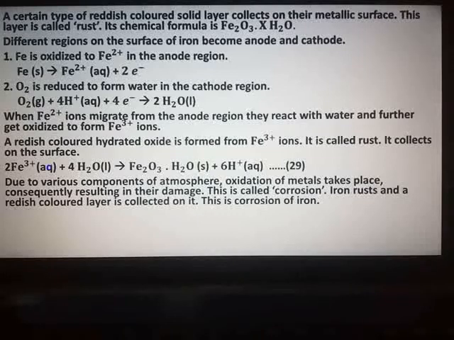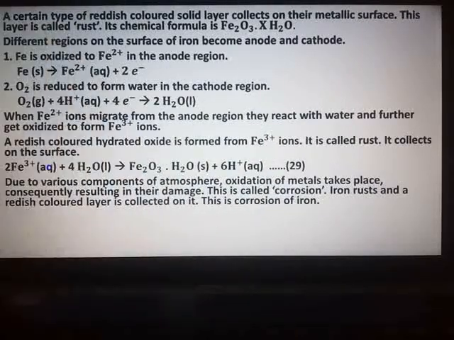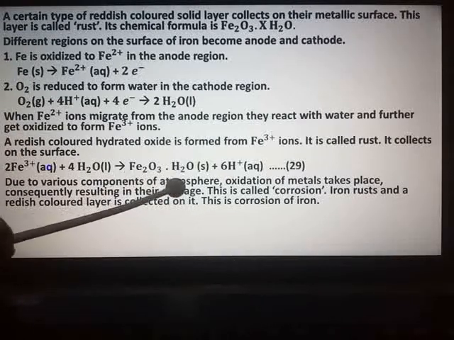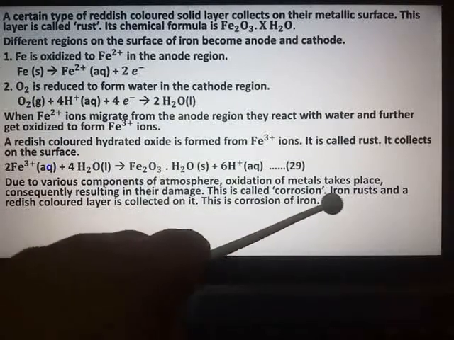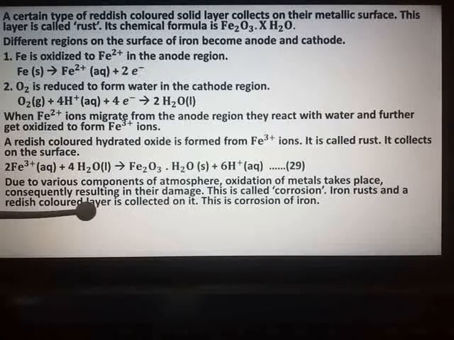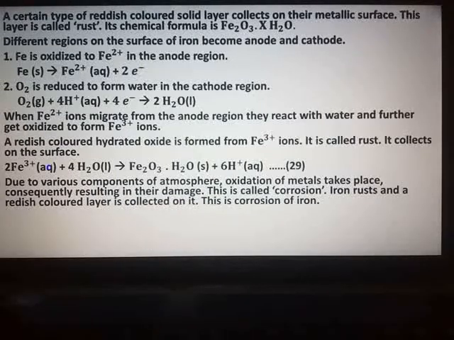metal. So what is this corrosion? Now here you can see that iron has become corroded, or iron metal is corroded. Due to the various components of the atmosphere, oxidation of metals takes place. It is not only about iron; different metals undergo oxidation, resulting in the damage of the metals. This is called corrosion. Iron rusts and a reddish colored layer is collected on it. This process is known as corrosion of iron.